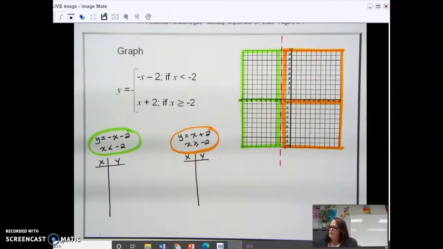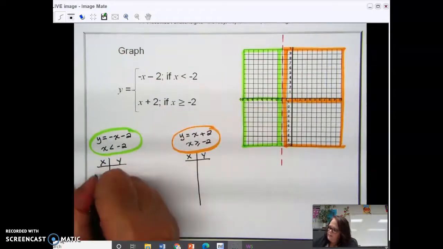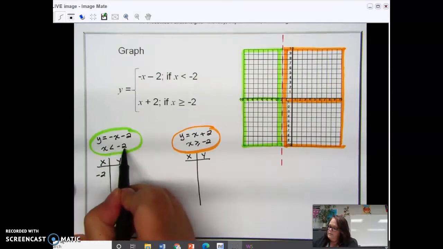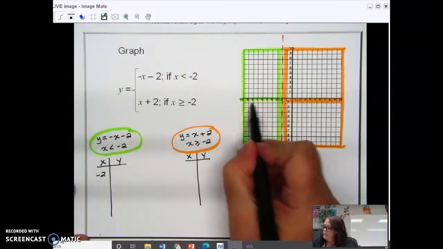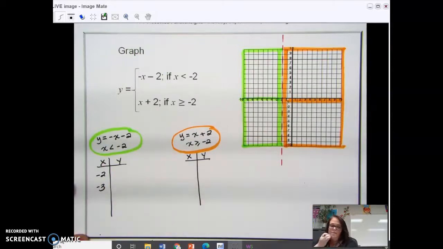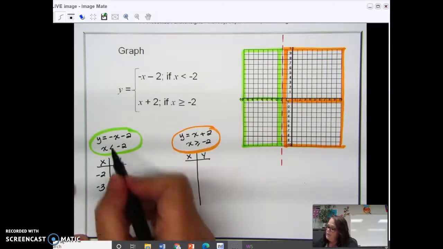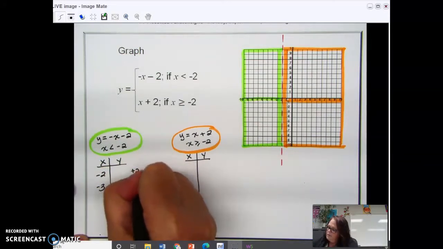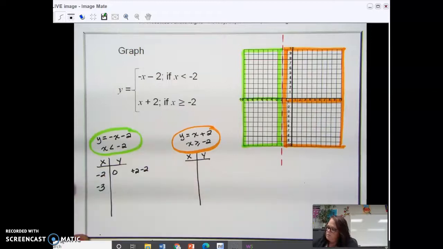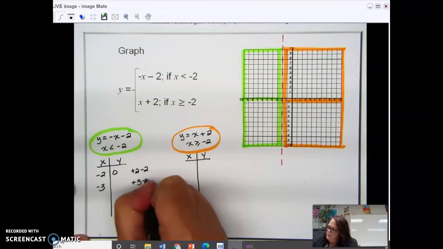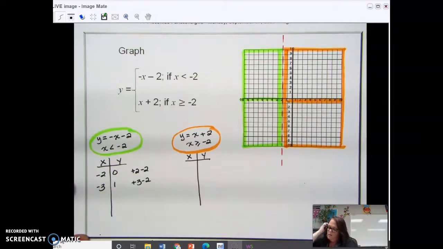All right, so again, we said pick the boundary point. So my boundary point is -2. And then pick an x value that's less than -2. So again, I can pick any of these in the green. I could pick -3, I could pick -10, I can pick anything I want. So then I'm going to go ahead and continue. This is saying take the opposite of -2 and subtract 2. So that gives me 0. And then this says take the opposite of -3 and subtract 2, and that gives me 1.